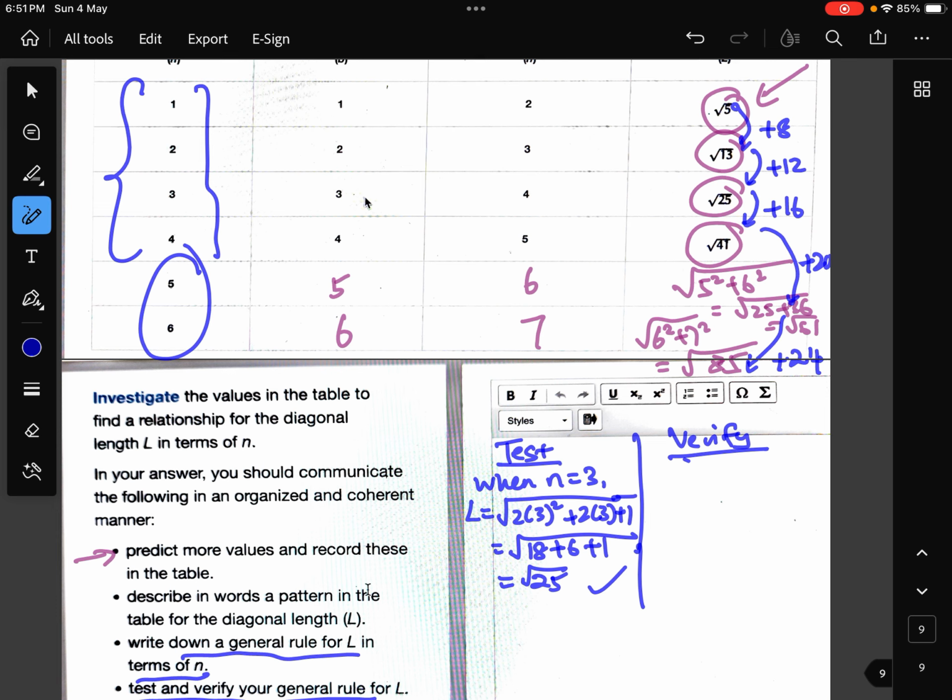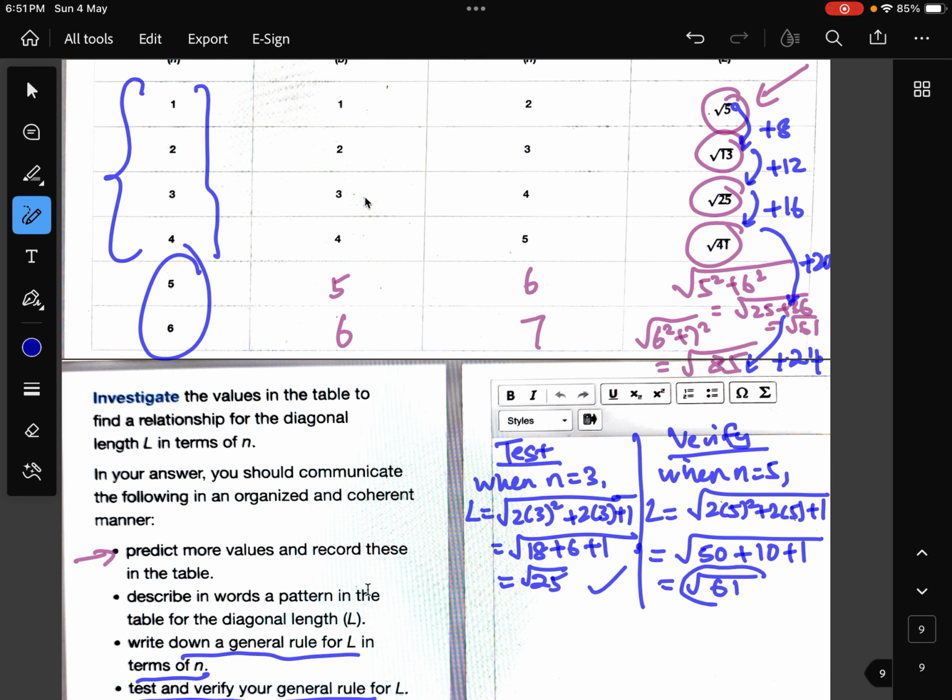Okay, so I'm going to try when n equals 5. Your L is going to be 2 times 5 squared plus 2 times 5 plus 1. You can try to put this onto the calculator, that would be fine, but I'm going to do it without one. So it's basically 50 plus 10 plus 1, which gives me square root of 61.